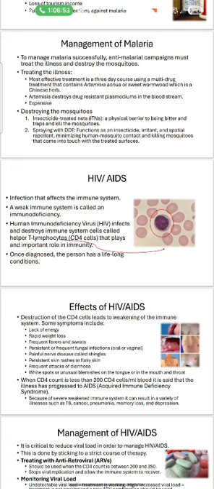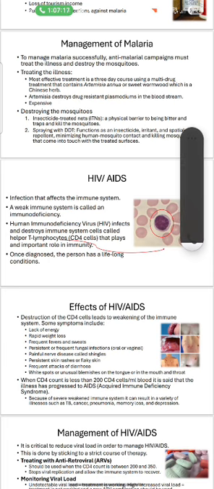Destroying the mosquitoes. Insecticide-treated nets, ITNs, are a physical barrier to being bitten and trap and kill the mosquitoes. Spraying with DDT functions as an insecticide, irritant, and spatial repellent, minimizing human-mosquito contact and killing mosquitoes that come into touch with the treated surfaces.